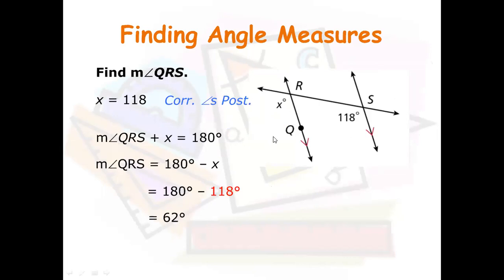Here they want you to find the measure of angle QRS. So they want you to find this particular angle. They gave us this angle is 118. Now look at the shape of this angle. Which shape does it show you? It's like the letter U. Previously, what did we just study? The angles inside the letter U add up to 180, right? So 180 minus 118 will give you 62.